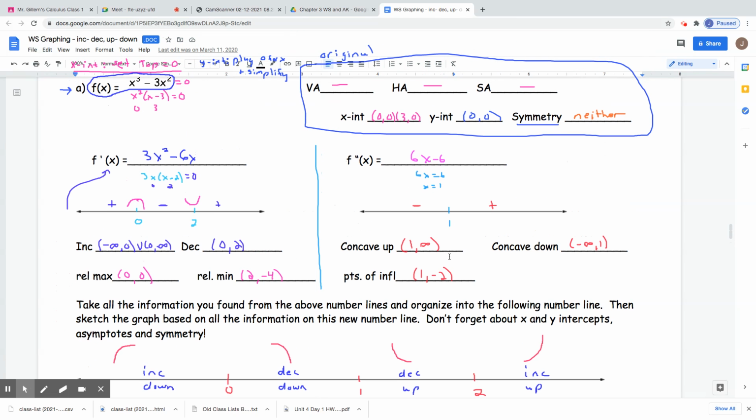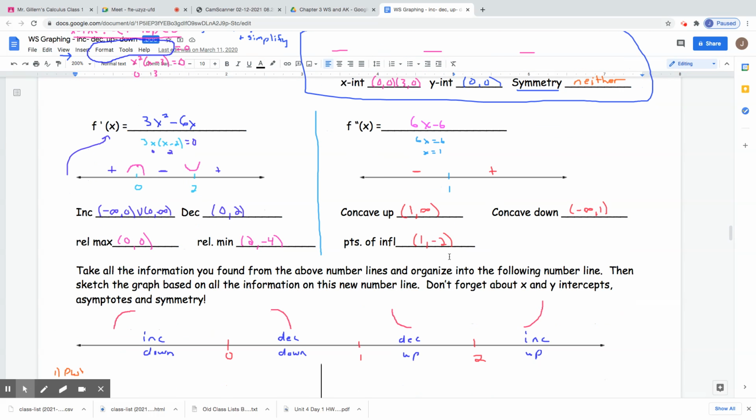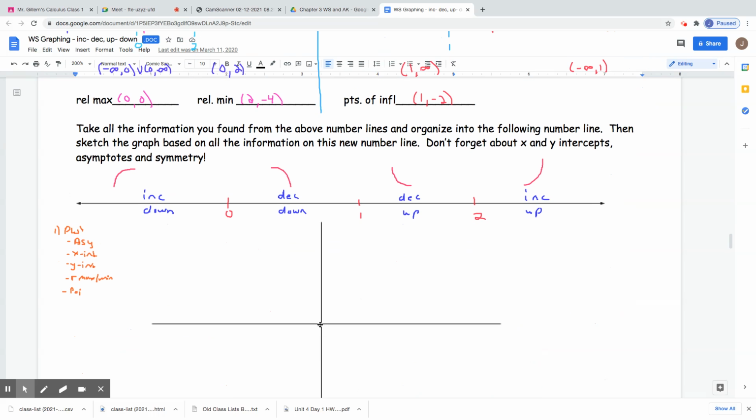The x-intercepts were 0, 0, and 3, 0, and our y-intercept is 0, 0, so we don't have to do that twice. So 0, 0, we're going to plot that, and I'm going to plot 3, 0. I'll just label that as a 3. So those are my two x-intercepts. The y-intercept was also 0, 0, so I don't need to do it again. Relative max and mins: here our max is at 0, 0, so I don't need to graph another point. Relative min, 2, negative 4.